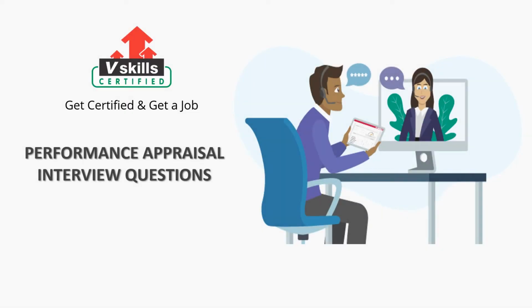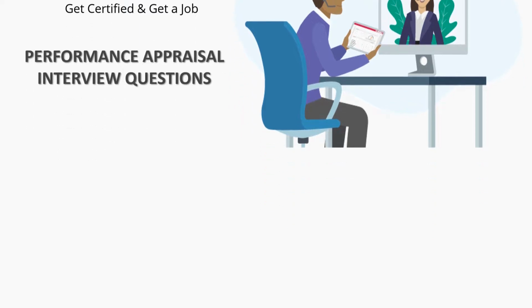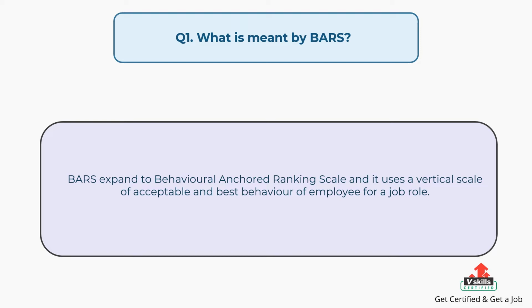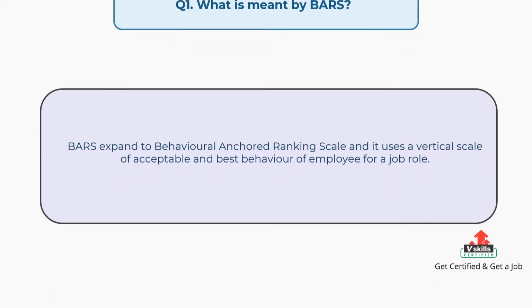In this video, you will learn about the top interview questions for performance appraisal. So, let's get started. Question number 1. What is meant by BARS? The answer is, BARS expands to Behaviorally Anchored Rating Scale, and it uses a vertical scale of acceptable and best behavior of employee for a job role.